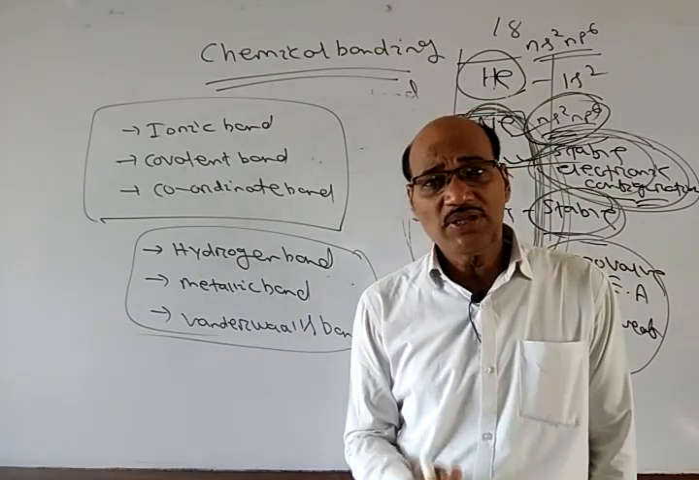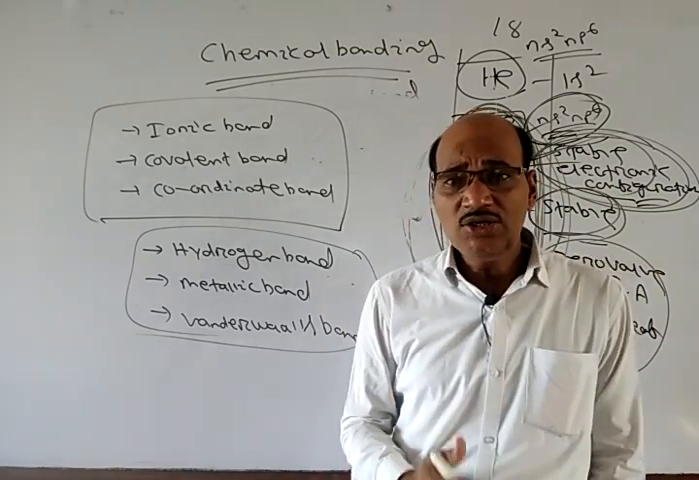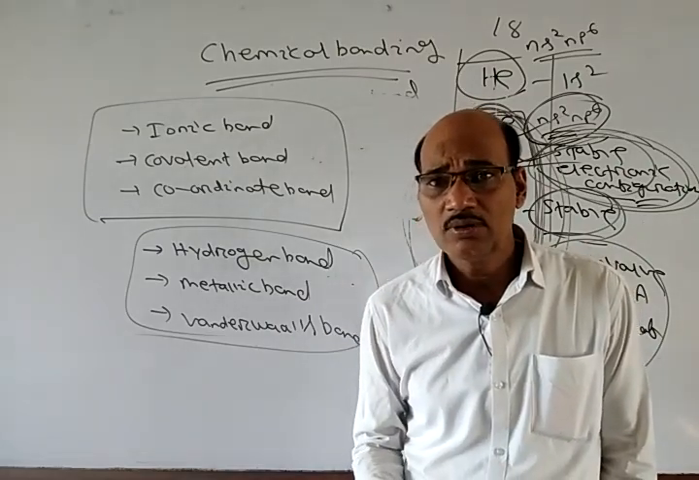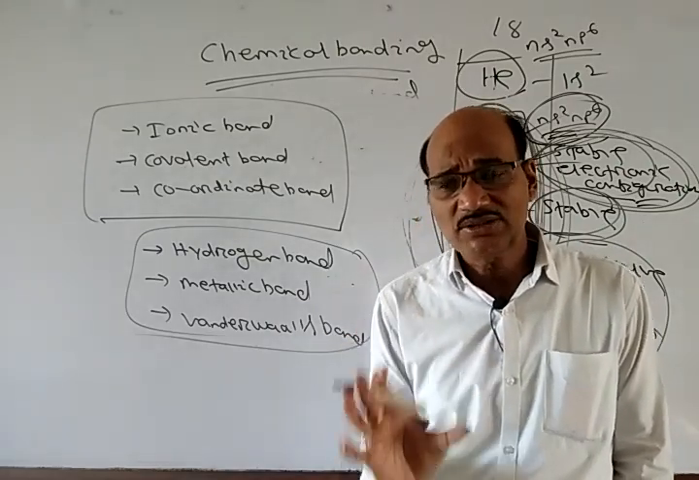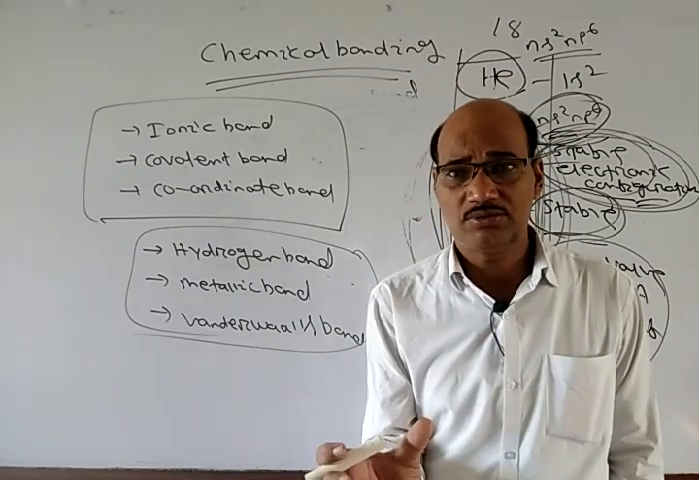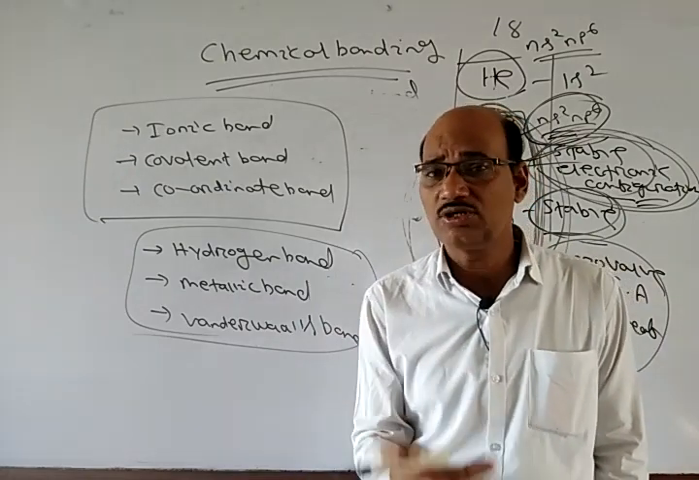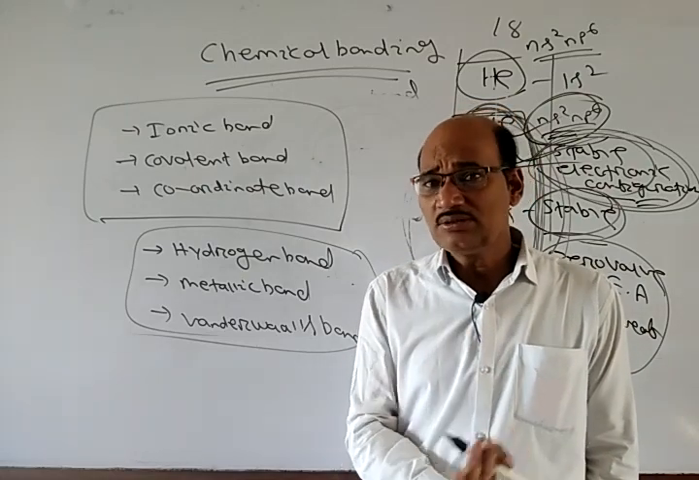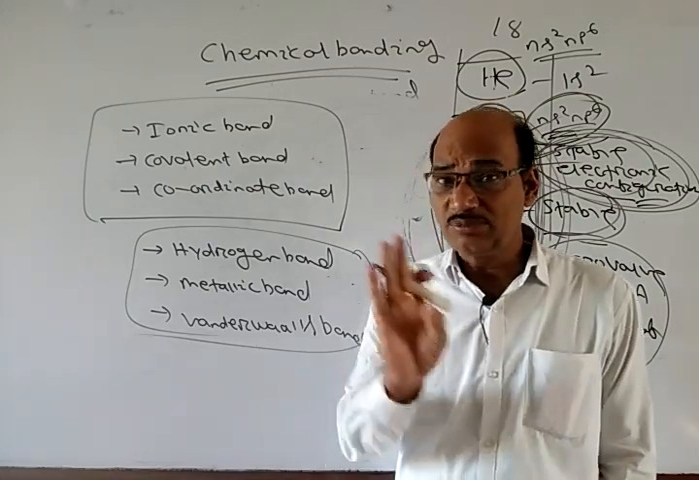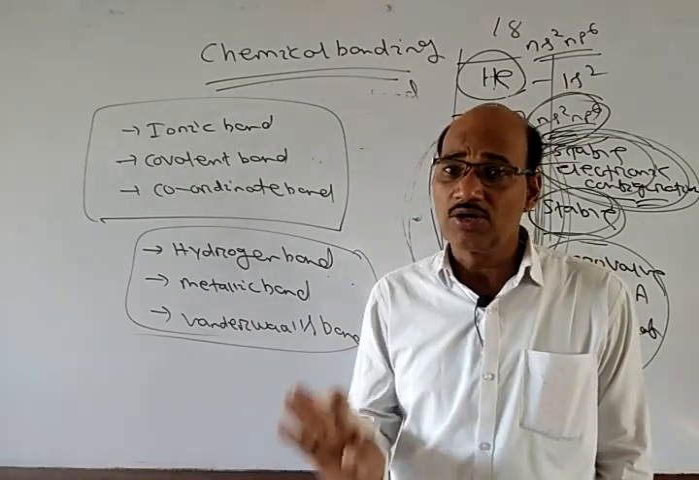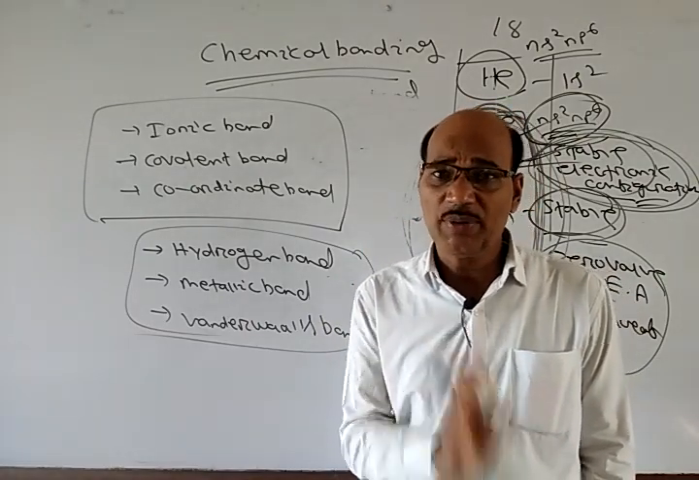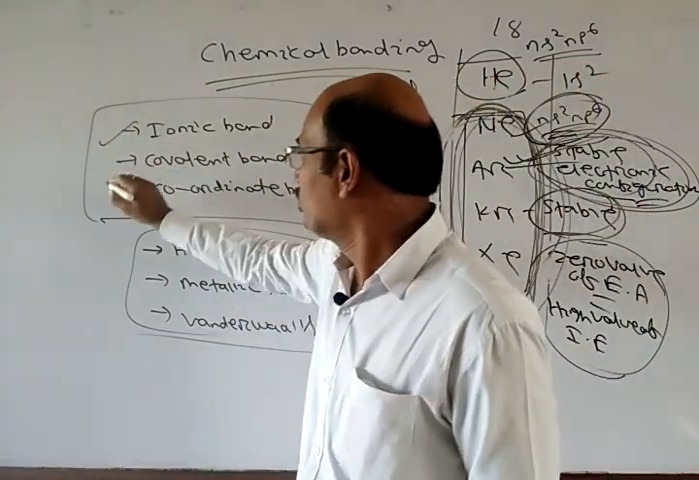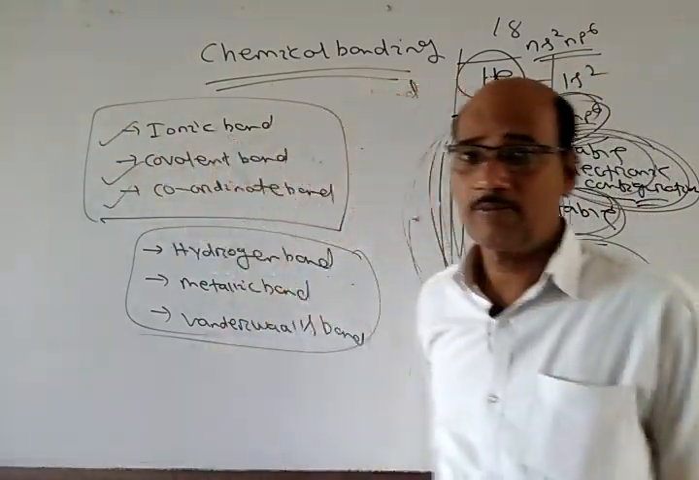So when atoms are losing or gaining or sharing electrons with other atoms, a simple force of attraction arises between these two atoms, and this force is called the chemical bond. Depending upon whether the atoms are sharing, losing or gaining electrons, we have different kinds of bonds: ionic bond, covalent bond, coordinate bond.